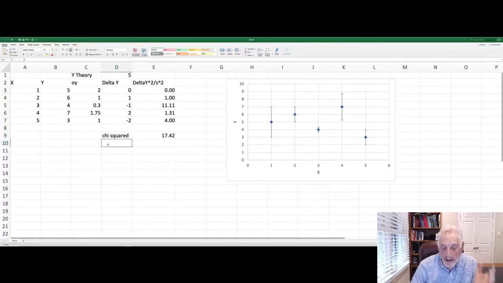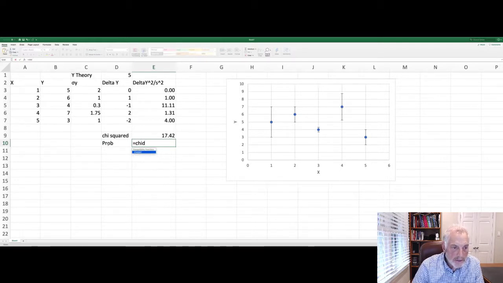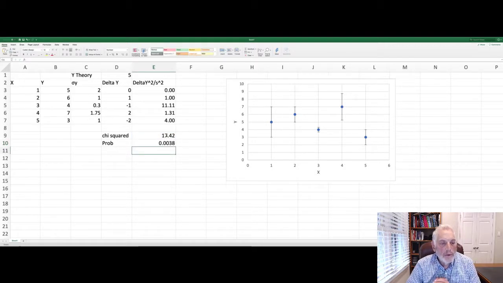Well, fortunately, Excel has a nice function that lets us just calculate this. It's called chi-dist. So we can say that the probability is equal to chi-dist. You can see how the function appears if you click on it. And it's chi-dist of this, comma, the number of degrees of freedom, which in our case are 5. So we put that in, and we get a value which is 0.4%. So this data doesn't fit a theory of 5 very well.